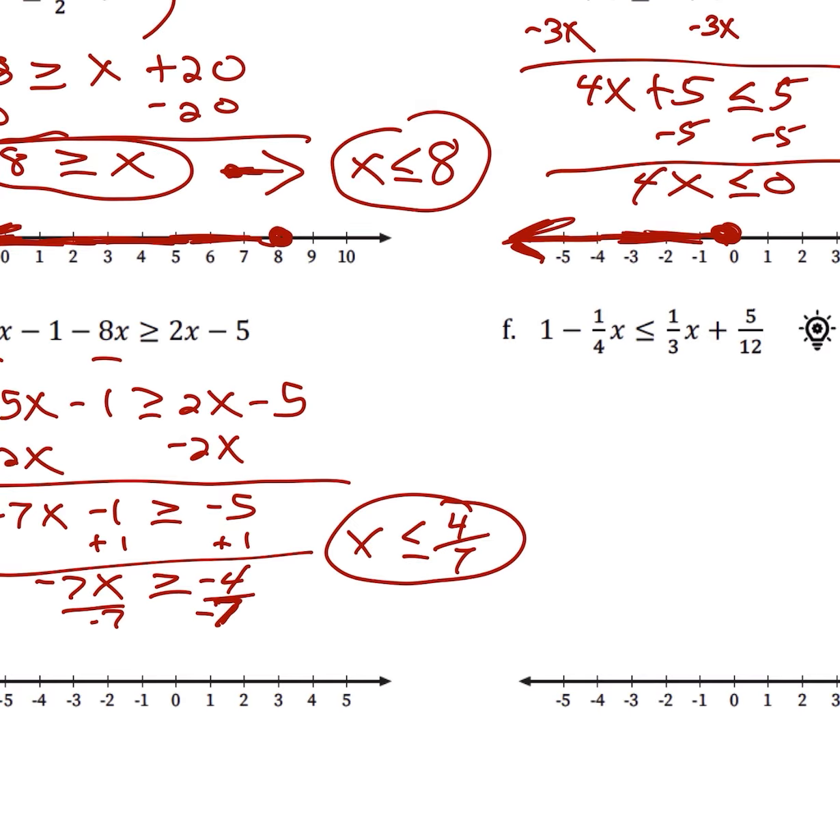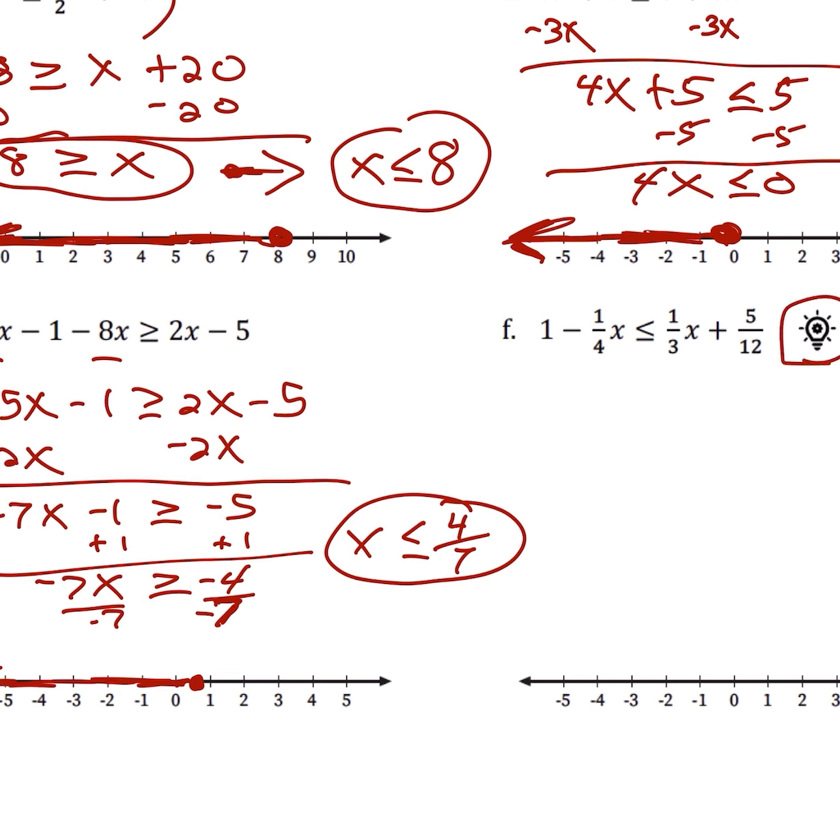Now, one of the things you want to know at this point is that 4/7 is somewhere between 0 and 1. So I'm going to put a solid circle a little bit closer to 1 than 0, but anywhere in there, and you're just going to shade to the left because x is any value less than or equal to 4/7. So, okay, let's go to the next one, and this is a light bulb.